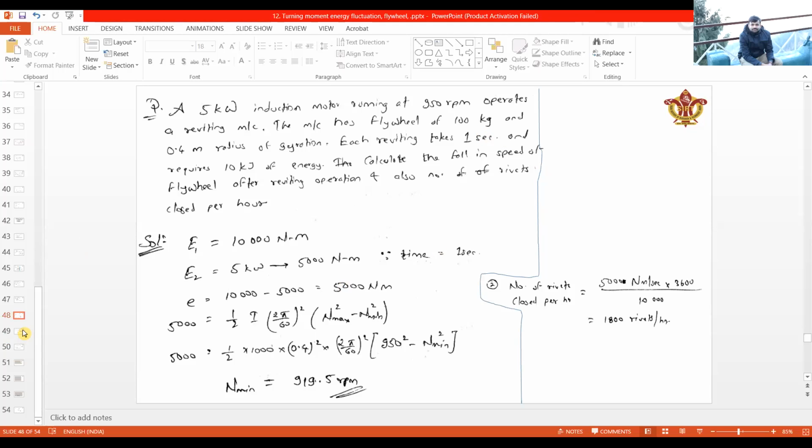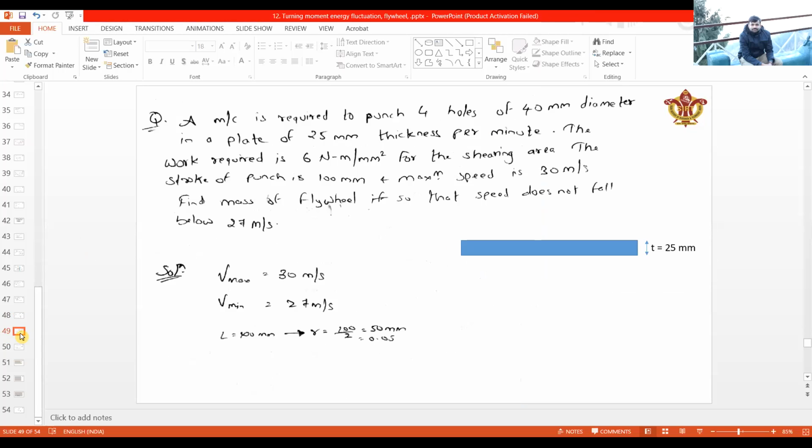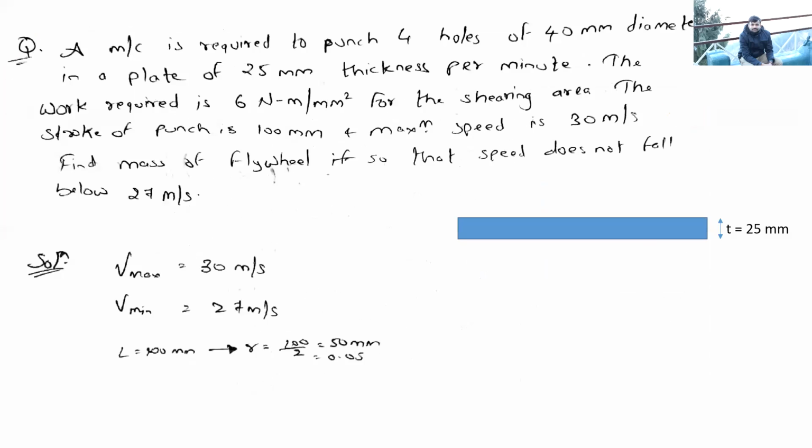Now in today's class, I also asked you to take a screenshot of this question. So I hope you have solved it. Let's solve this once in the class itself. Okay, so what was given to us? A machine is required to punch 4 holes of 40 diameter, right? So this is our requirement in a plate of 25 thickness. So the thickness of the plate, that is small t, is given to us, right?